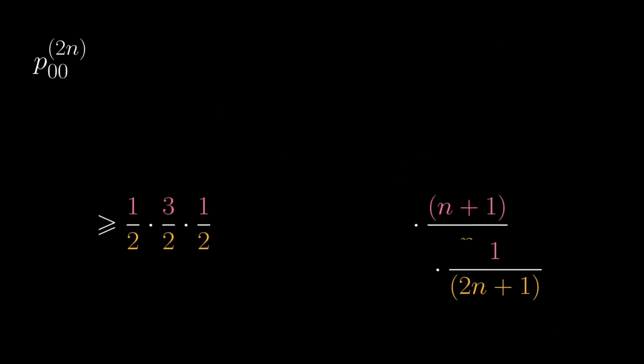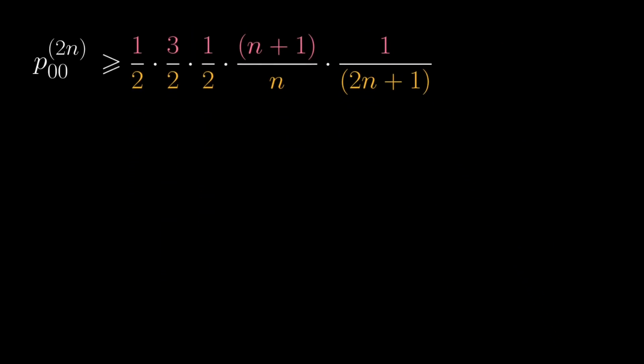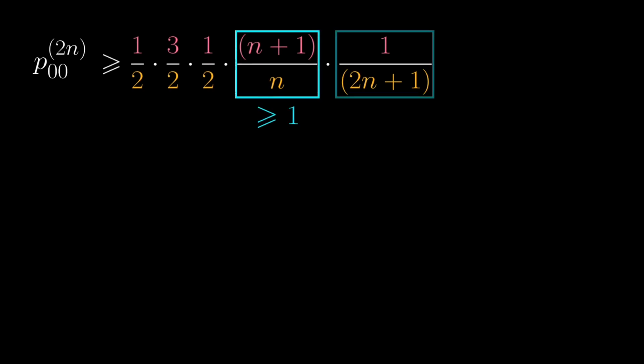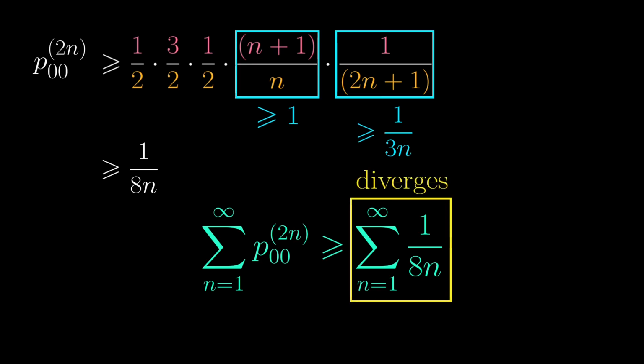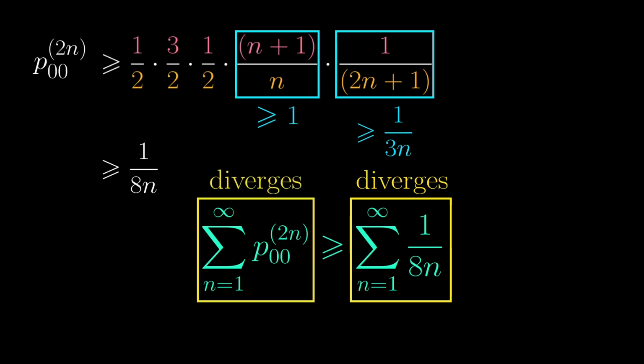We do a final underestimation with these fractions. First off, this n plus 1 over n is greater than 1, and 1 over 2n plus 1 is greater than, say, 1 over 3n. So finally, we have an underestimate of this 2nth step return probability to be 1 over 8n. That just means the series will have to be greater than the sum of 1 over 8n. This is just a constant times the harmonic series, so it diverges. And this larger return probability series will also have to diverge as a result.